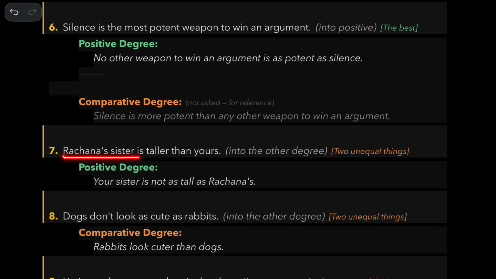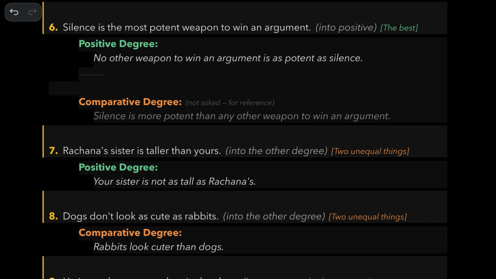Rachana's sister is taller than yours, and only two people are compared here. This is not required. They could have simply said use positive degree, that is tall. So you are referring to two unequal things or people. So the answer is positive degree: your sister is not as tall as Rachana's.